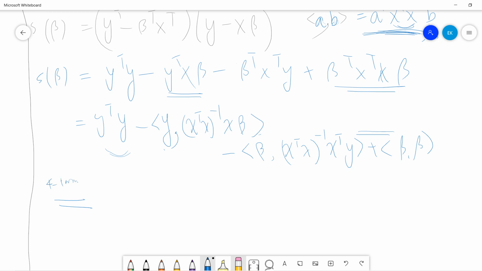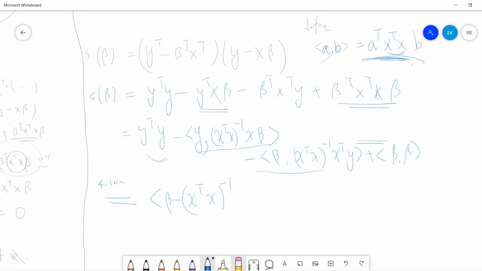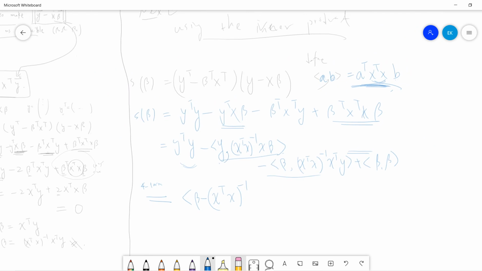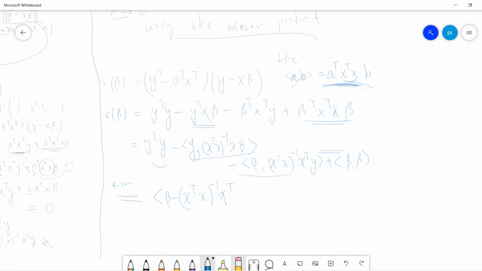So now we just try to make this beta again. I want to combine these two. By the way, the inner product space can be changed across. So I can make this beta into beta minus (X^T X) inverse X^T y. Let's shrink a little bit. Okay, so make sure everything is correct: beta minus (X^T X) inverse X^T y, plus something.